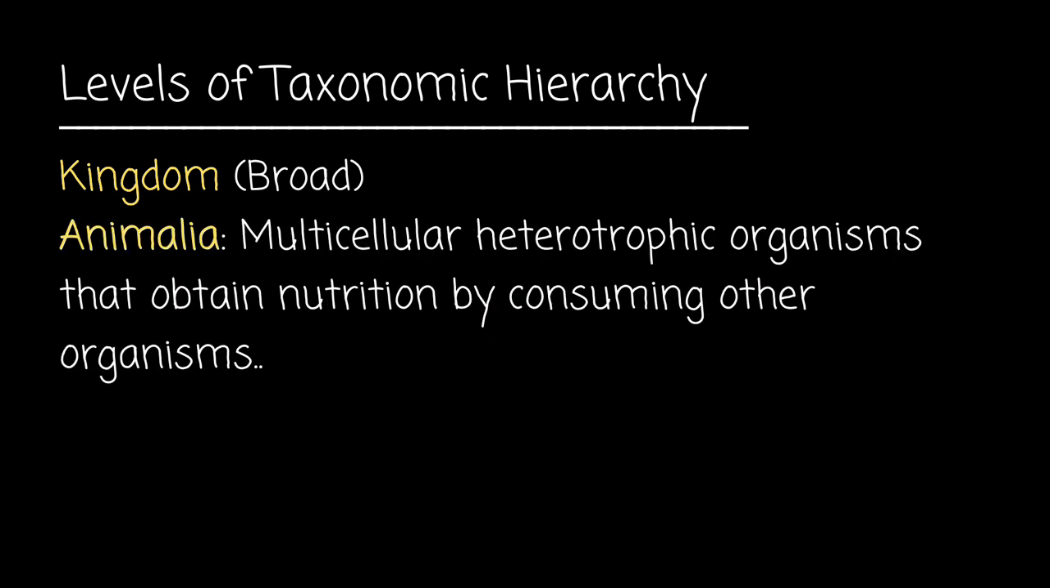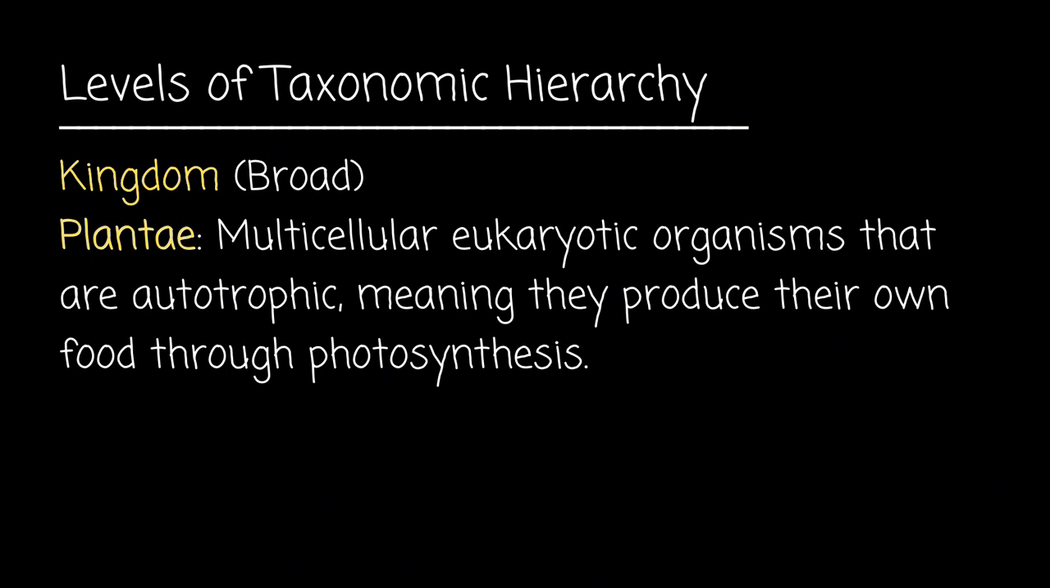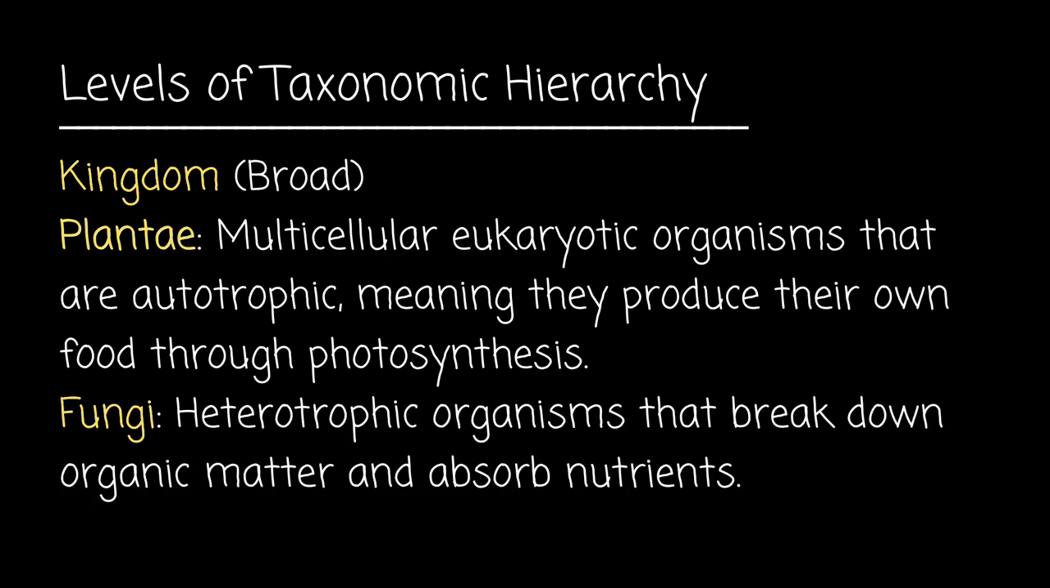For example, Animalia, multicellular heterotrophic organisms that obtain nutrition by consuming other organisms. Plantae, multicellular eukaryotic organisms that are autotrophic, meaning they produce their own food through photosynthesis. Fungi, heterotrophic organisms that break down organic matter and absorb nutrients.